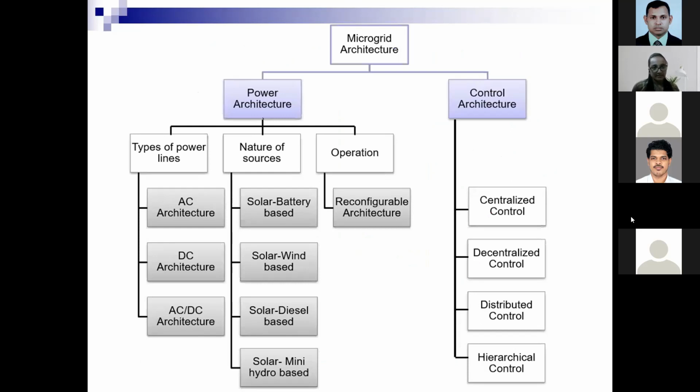Microgrid, the next consideration is microgrid architectures. The microgrid architectures can be discussed as power and control architectures. Based on the type of power lines, nature of sources, and operation, there are different power architectures. And microgrid control architecture can be centralized or decentralized or distributed or hierarchical. So the upcoming sessions will explain the microgrid planning and control and how this conventional and novel microgrid architecture development and the implementation.